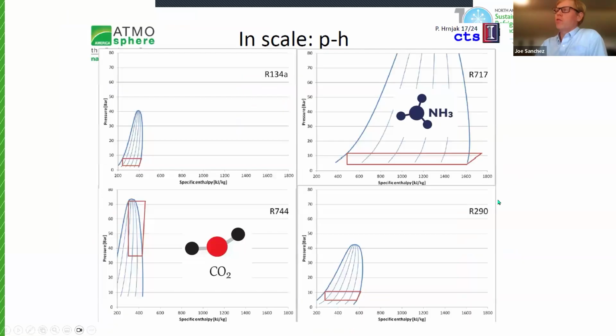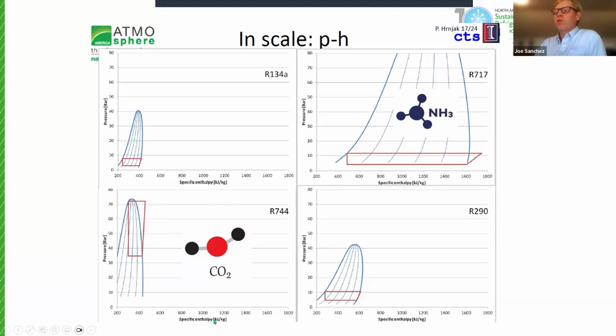And I always like this slide. It's from the late great Pega Hrnjak, and it just has a really nice comparison: 134a, ammonia, CO2, and propane, but how they relate to each other to scale. So here the enthalpy has been scaled together, and it just really shows how the latent heat of ammonia is so expansive. And CO2 is the other end of the scale, right? It doesn't look like it can do anything, but we know it has more capacity than ammonia, and all of that, of course, due to its amazing density.